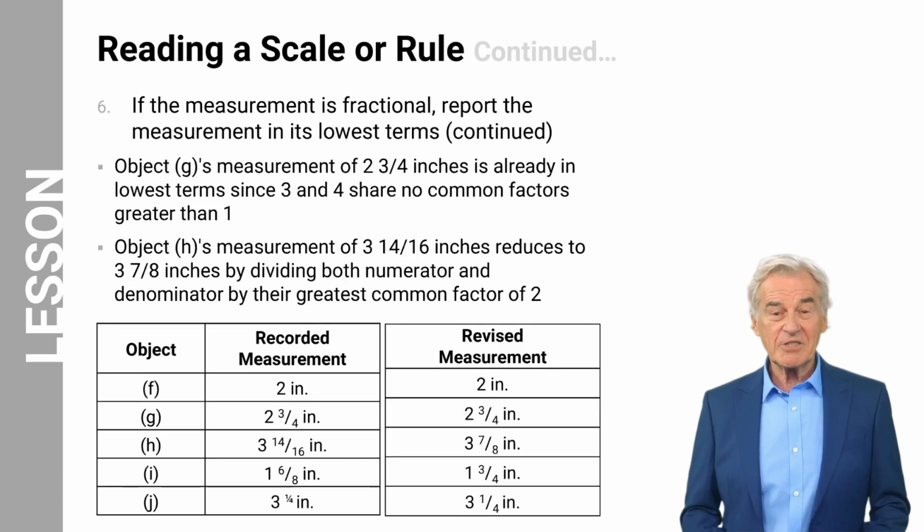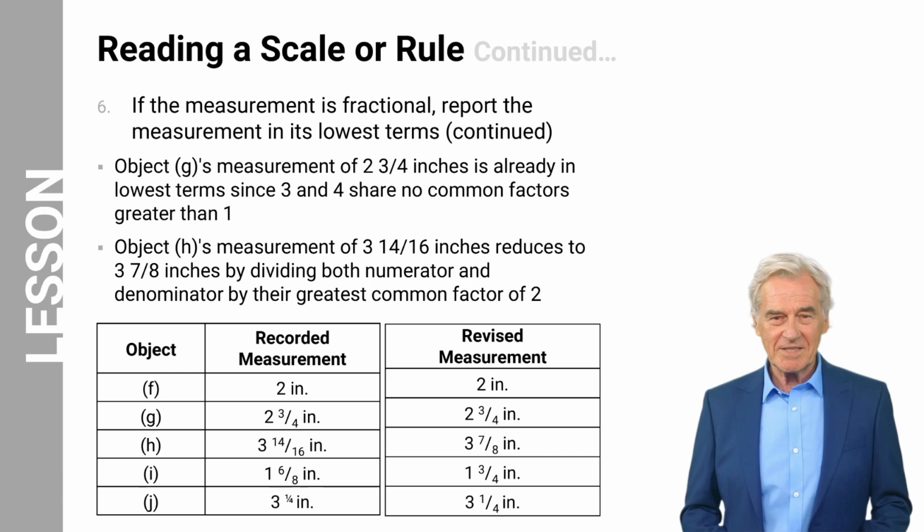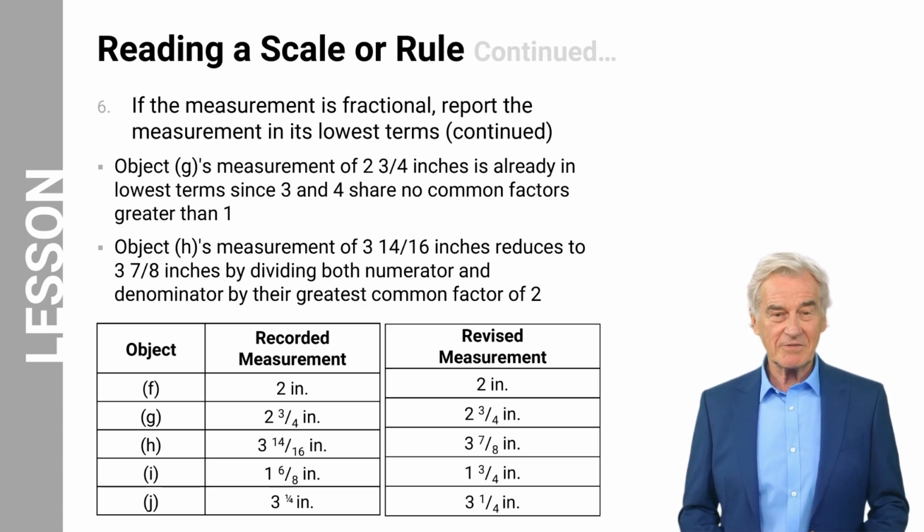Since the recorded measurement for object F does not have a fraction, we skip to object G with a recorded measurement of 2 3/4 inches. The factors of the numerator, 3, are 1 and 3, while the factors of the denominator, 4, are 1, 2, and 4. The greatest common factor, GCF, of 3 and 4 is 1, meaning the fraction is already in its lowest terms.